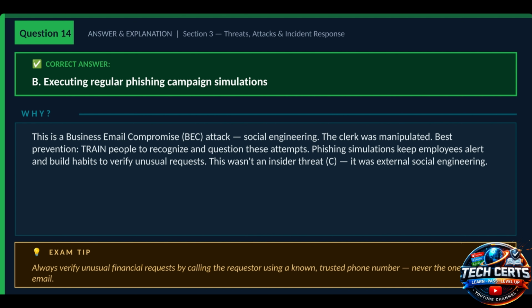Real-world tip: always verify unusual financial requests by calling the requester using a known trusted phone number, never the one in the email.